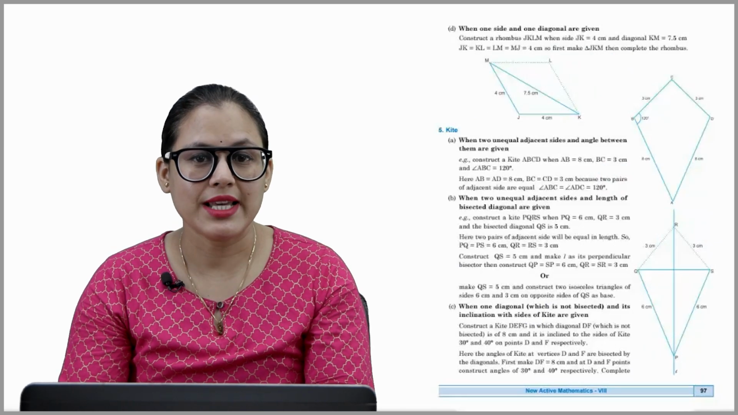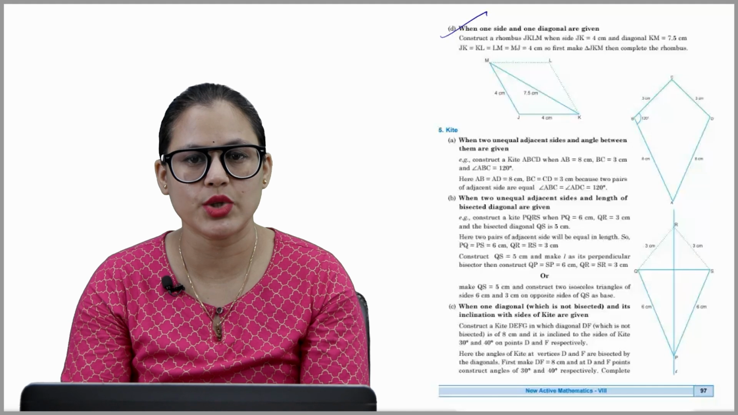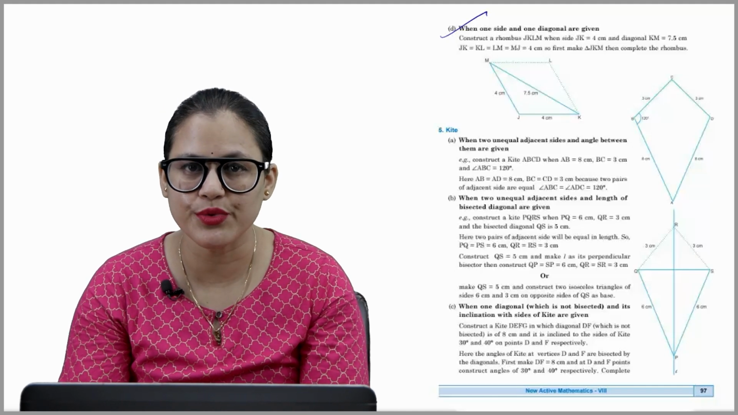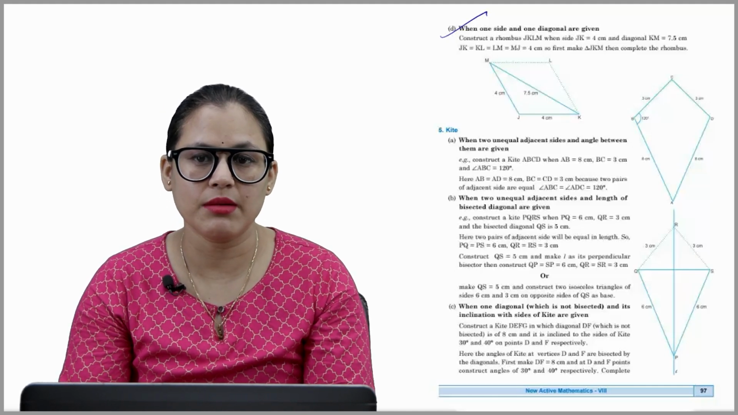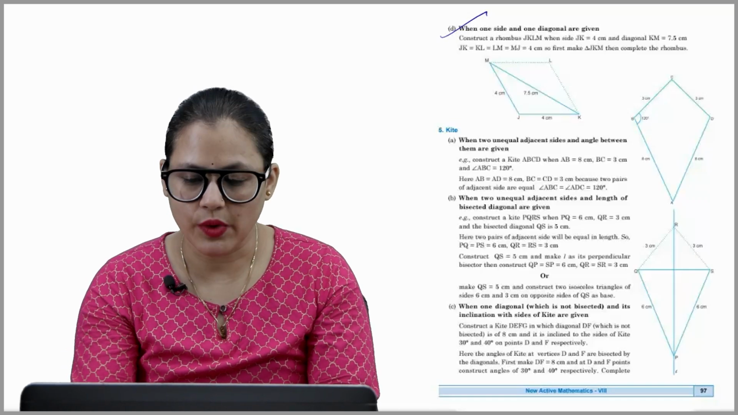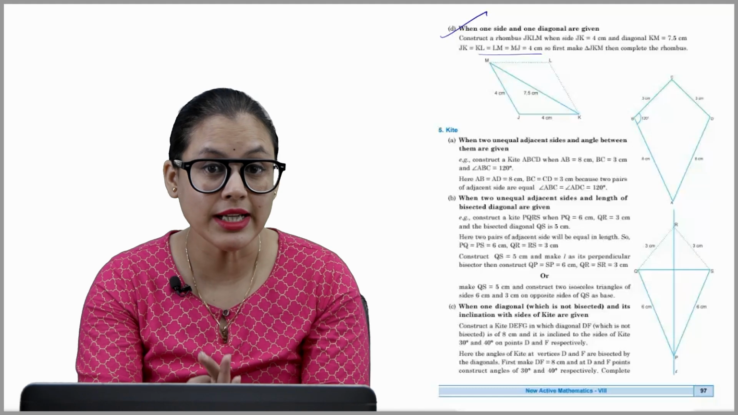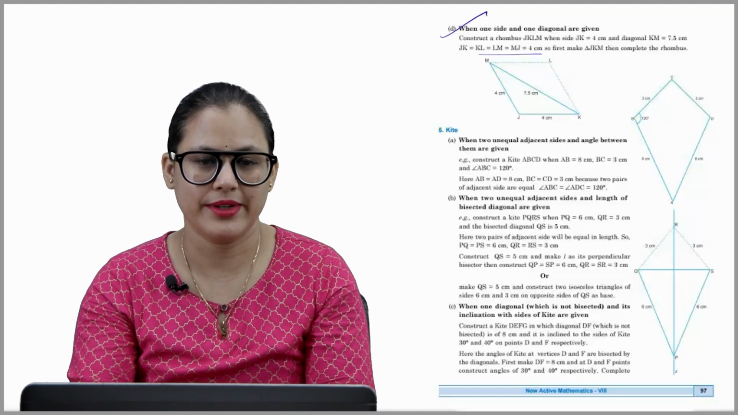D, when one side and one diagonal are given. Construct a rhombus JKLM when side JK equals 4 cm and diagonal KM equals 7.5 cm. So these four sides are equal to 4 cm. So first make triangle JKM, then complete the rhombus, right?